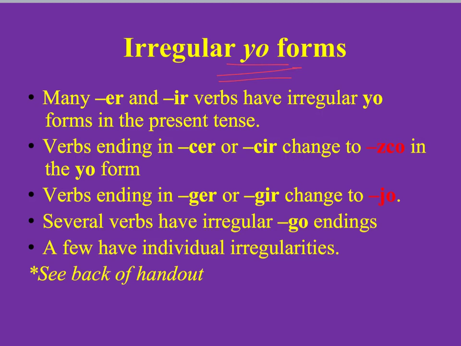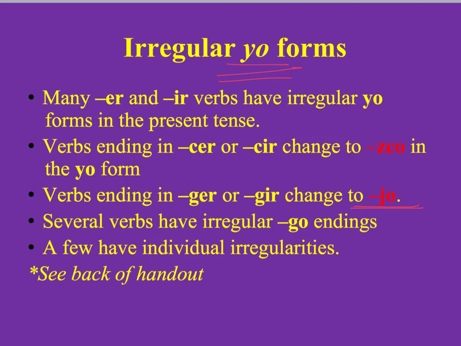Verbs that end in GER and GIR also have another spelling change in the yo form. Those yo forms change to JO. Okay, so you'll see in some examples like dirigir, escoger, exigir, proteger. Okay, those are yo form only though, remember.